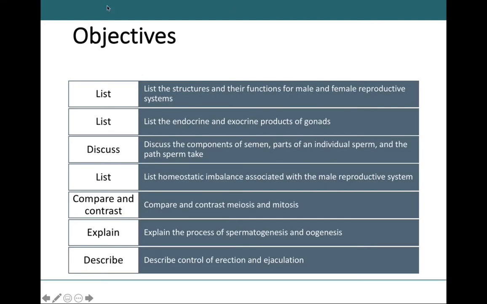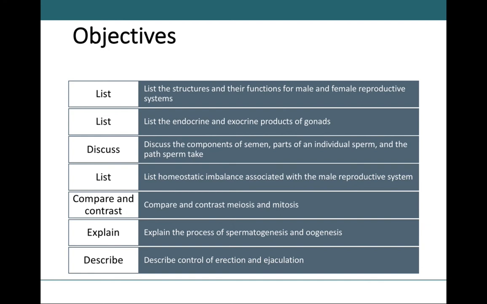You'll find your objectives for this chapter listed on this slide and the next. We're going to get started in this chapter by first going over the anatomy and physiology of the male reproductive system, and then we're going to transition into learning the female reproductive system. We're going to discuss the endocrine and exocrine products of each of these systems, and we're also going to talk about how the gametes of each of these systems come together through the act of sexual reproduction.